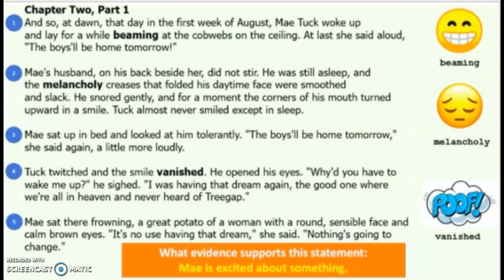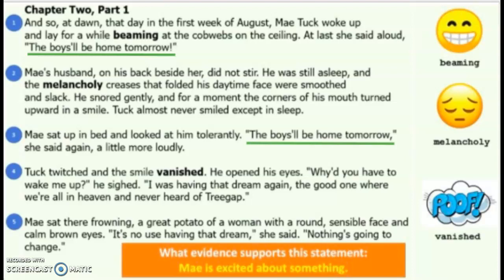All right, let's get back to that question. May is excited about something. But what is it? Right, May is excited that the boys are coming home. But what we really need to do is find evidence that supports that. So I noticed that in paragraphs 1 and 3, she says, "The boys will be home tomorrow." So I know that shows what she's excited about. Let's think, is that the best evidence that supports May is excited about something? What do you think? Is this the best evidence?